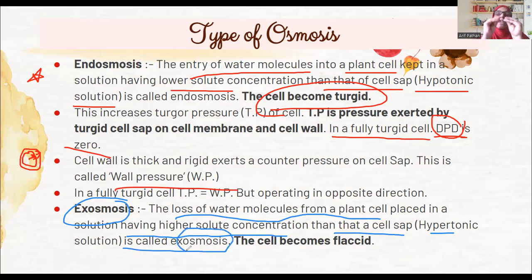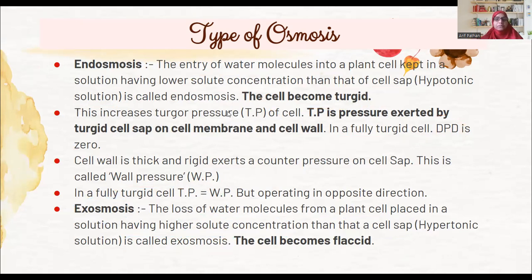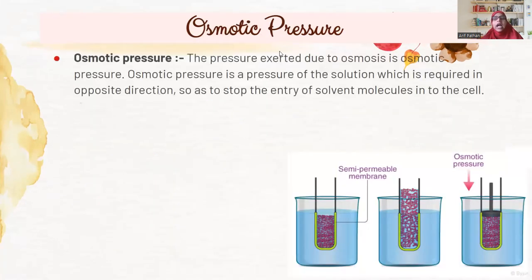In this case, the cell becomes flaccid, like chapat. The water is less, so it flattens. The cell becomes flattened, so flaccid. So these are the two terms. Moving forward, this brings us to osmotic pressure.